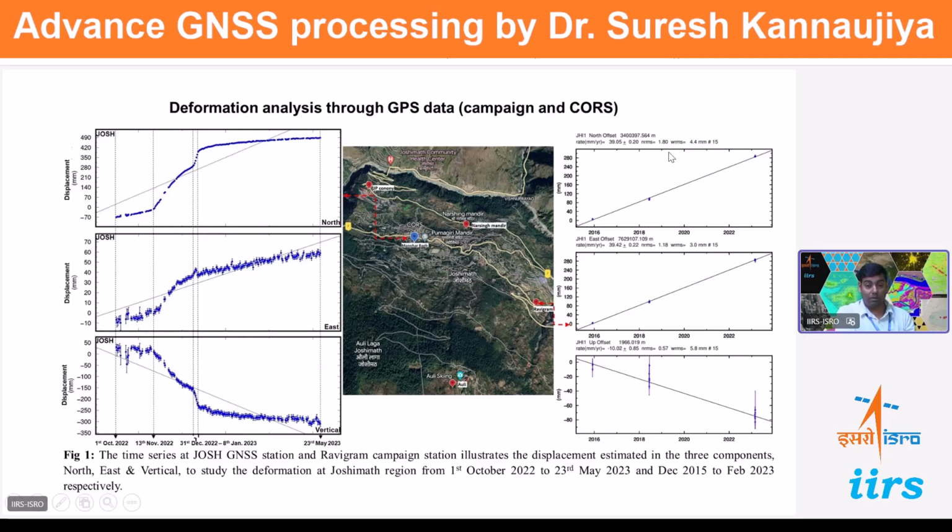And this is the campaign data, which we have installed and have been monitoring since 2015. It has also recorded this land deformation. It does not show whether it is linear or non-linear, but we have confirmed it by the velocity estimate. Here the velocity is high. This velocity cannot be due to the tectonic activity, and that's why this is due to the deep-seated landslide movement activity only.